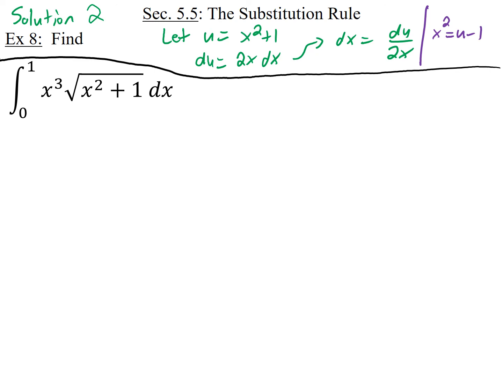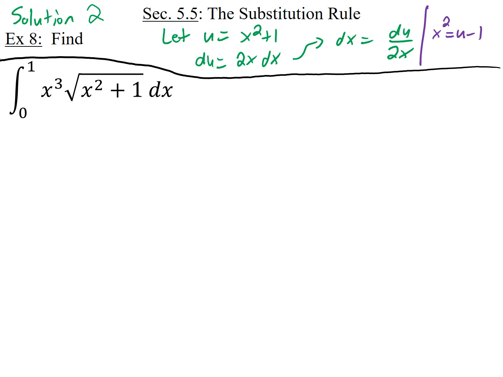And then at some point, again, we're going to have to get rid of the x squared, so we have this u minus 1 here. When we solve this thing for x squared, you get u minus 1. So even though I'm not showing that work again, you do have to show that work, depending on which way you do it. And let's get started.